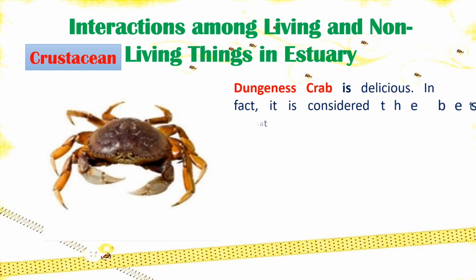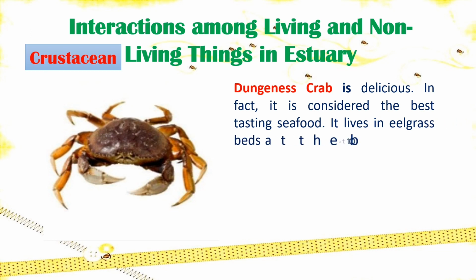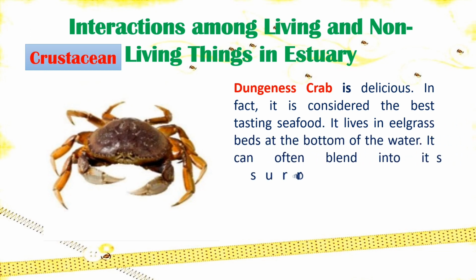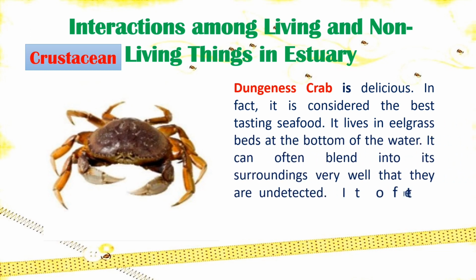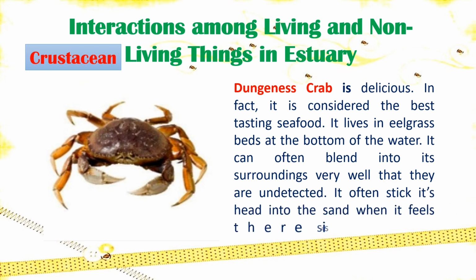Dungeness crab is delicious. In fact, it is considered the best tasting seafood. It lives in eelgrass beds at the bottom of the water. It can often blend into its surroundings so well that it goes undetected. It often sticks its head into the sand when it feels there is some type of danger around.